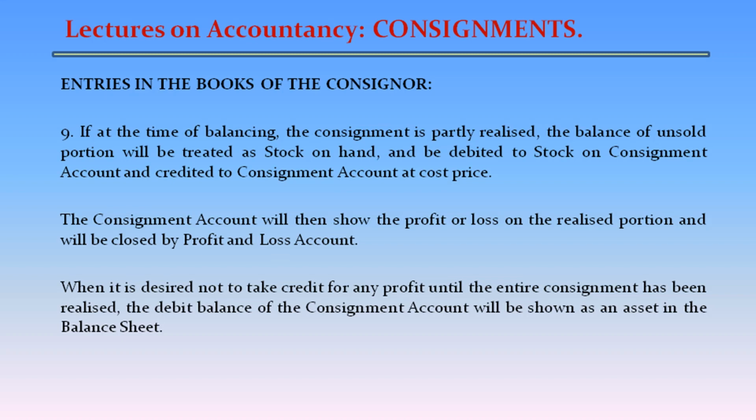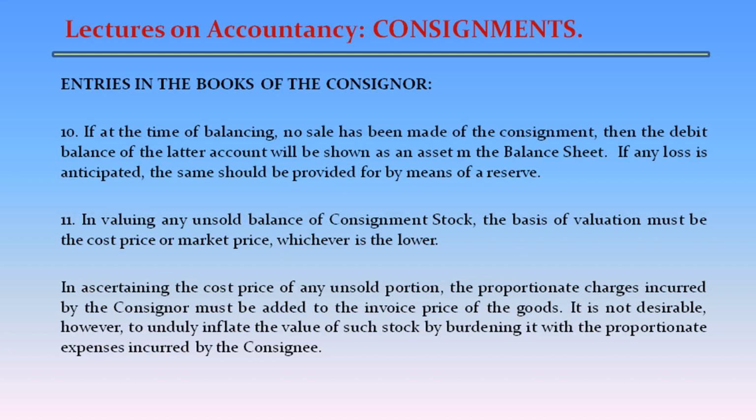When it is desired not to take credit for any profit until the entire consignment has been realized, the debit balance of the consignment will be shown as an asset in the balance sheet. 10. If at the time of balancing no sale has been made of the consignment, the debit balance of the latter account will be shown as an asset in the balance sheet. If any loss is anticipated, the same should be provided for by means of a reserve.